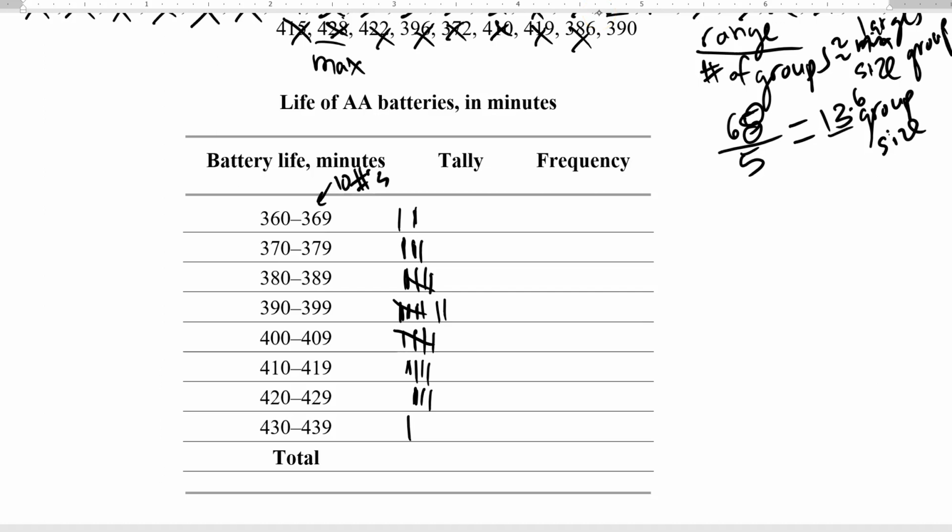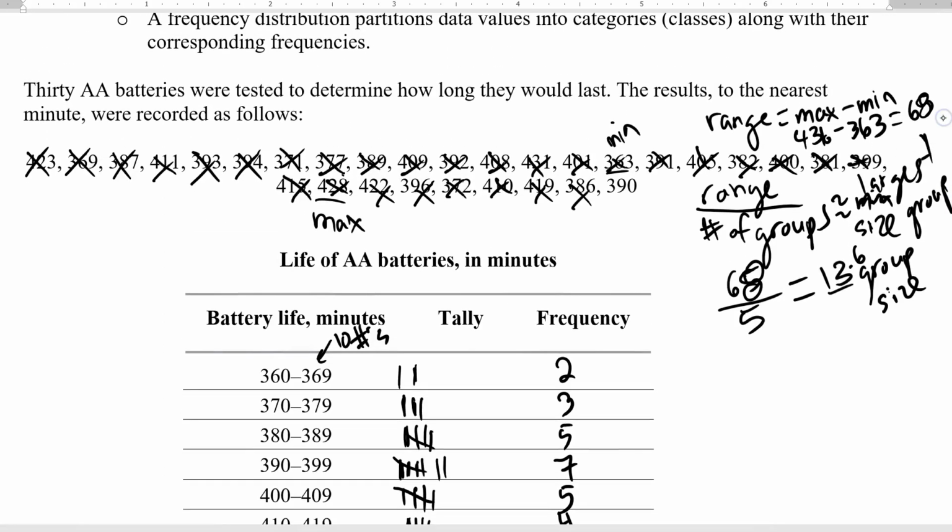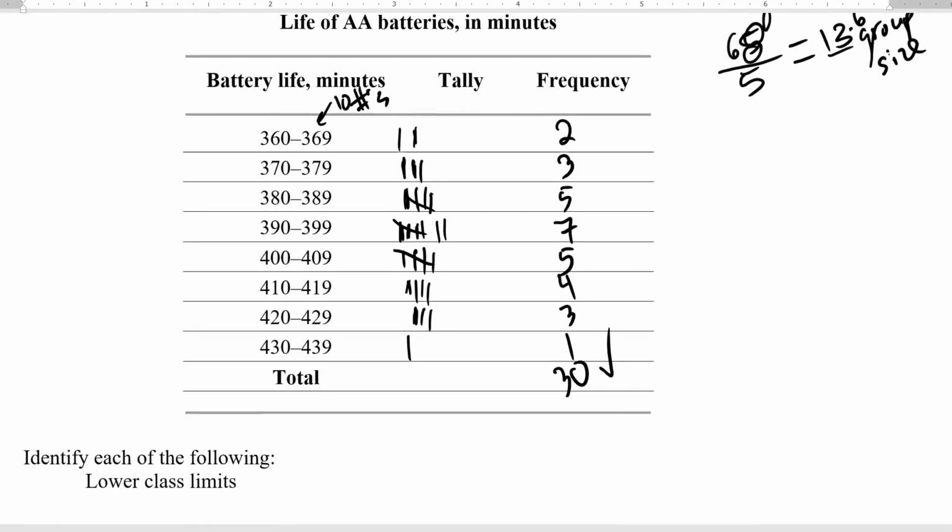Okay, so now what we can do is we can figure out what our frequencies are for these. Well, from 360 to 369, there are 2 numbers. There's 3, here there's 5, 7, 5, 4, 3, 1, for a grand total of 10, 17, 22, 26, looks like 30. This is a good time to check. They said that we were looking at what? 30 batteries. This adds up to 30. That's a good sign. That is basically our sample size.